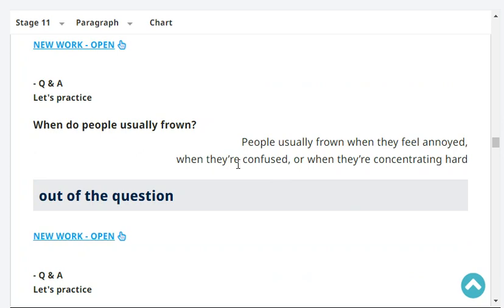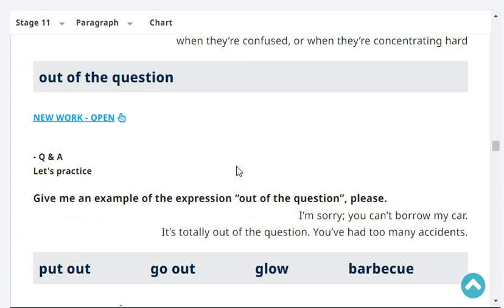When do people usually frown? People usually frown when they feel annoyed, when they're confused, or when they are concentrating hard. Very good.